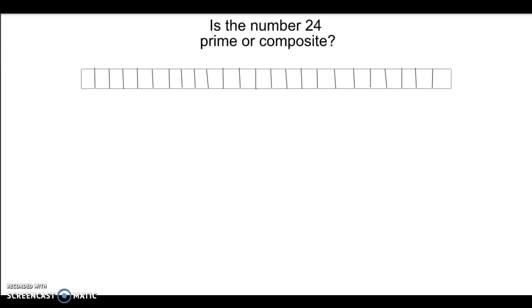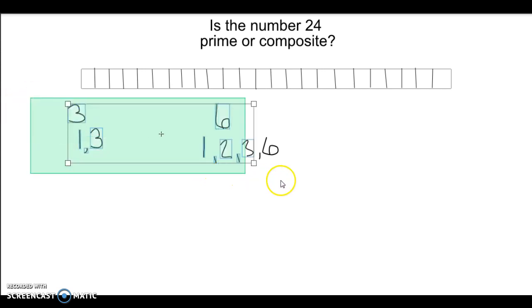So just as a quick reminder, we can categorize numbers in two ways. One of them is to say they are prime numbers, or they only have two factors. So think of the number 3, for example. The only way to make the number 3 is by multiplying 1 times 3. But if I look at the number 6, for example, there are lots of ways to make 6. I can do 1 times 6, but I can also do 2 times 3. So the number 3 only has 2 factors. That makes it prime. The number 6 has more than 2 factors, and that makes it composite.